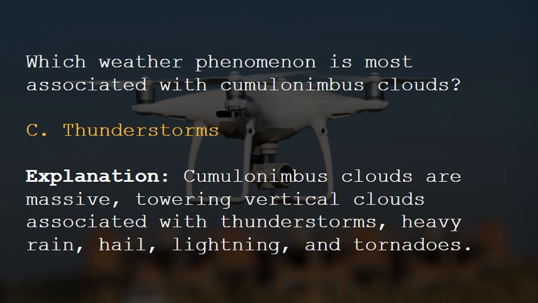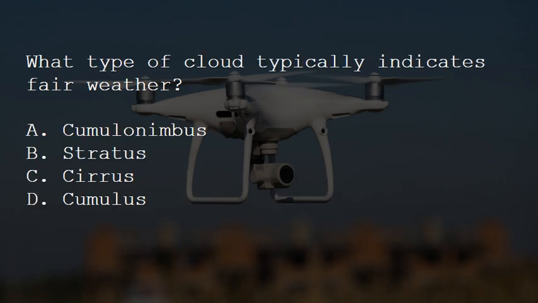The answer is C. Thunderstorms. Cumulonimbus clouds are massive, towering vertical clouds associated with thunderstorms, heavy rain, hail, lightning, and tornadoes. What type of cloud typically indicates fair weather?